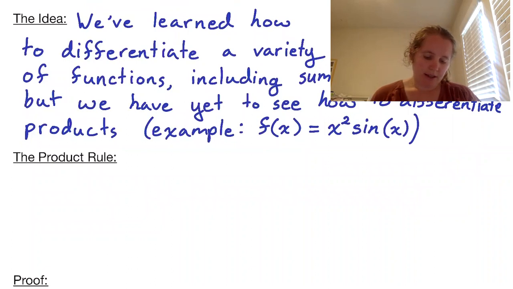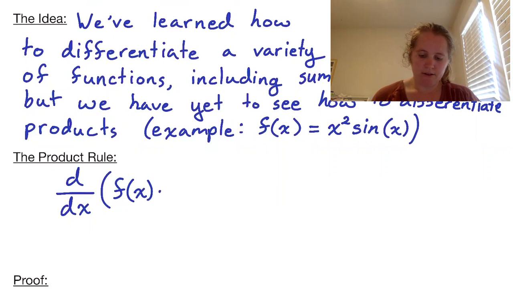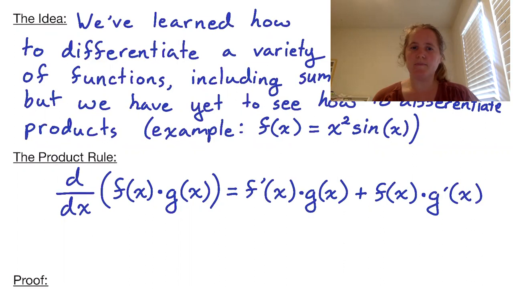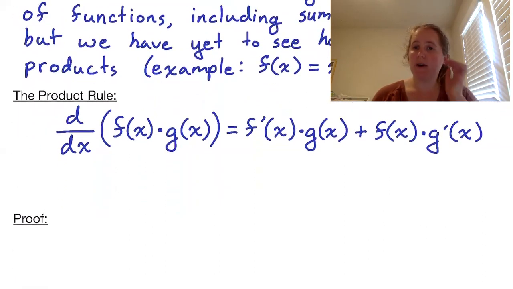So what the product rule says is if we wish to take the derivative of the function f of x times g of x, this is equivalent to taking the derivative of the first function, then multiplying by the second, so f prime of x times g of x, and then adding to that the first function times the derivative of the second. Okay, so this is the rule. So for the product rule, I'm going to actually go ahead and prove this.